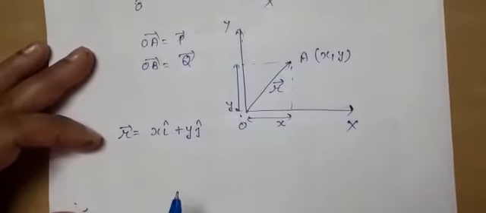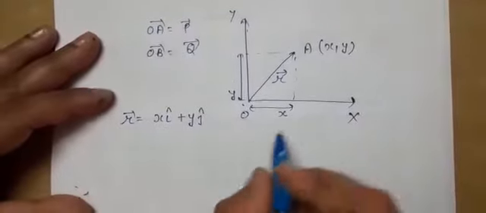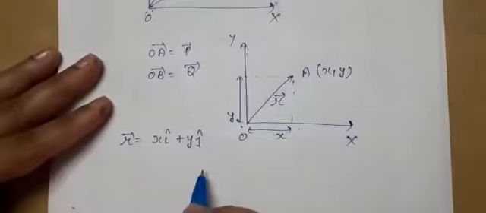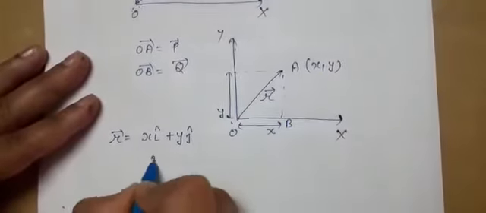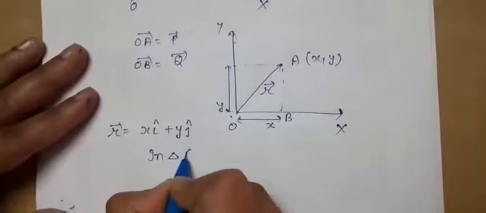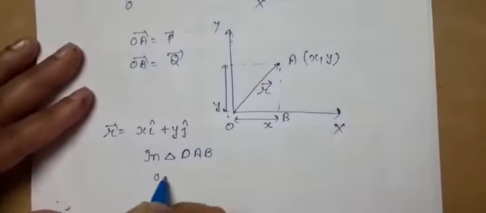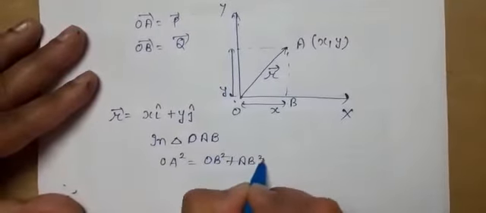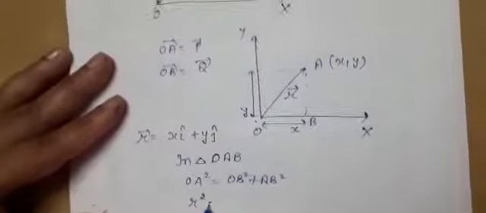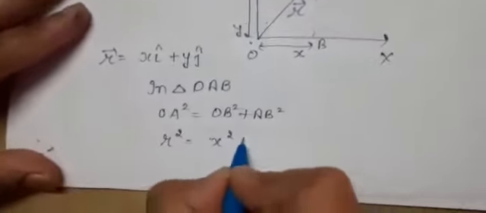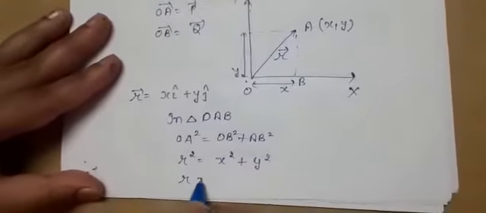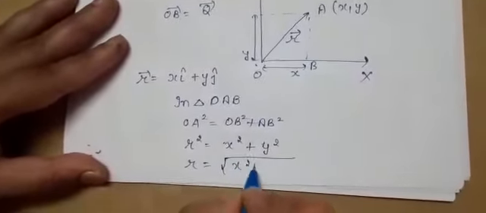Now, suppose we want to calculate its magnitude, what will you do? You can apply the Pythagoras theorem. You can directly take it in triangle OAB. OA square will be equal to OB square plus AB square. Then OA square will be r square, OB square will be x square, and AB is y, so it will be y square. So what is the magnitude of r? You can see this is under root of x square plus y square.